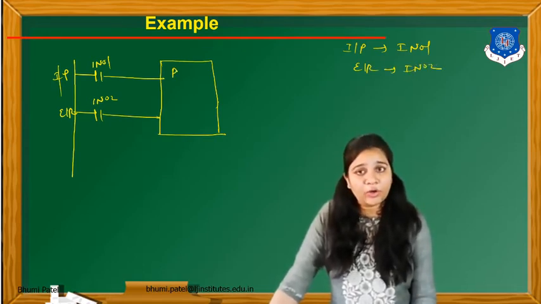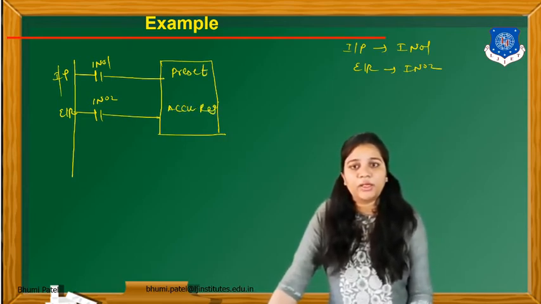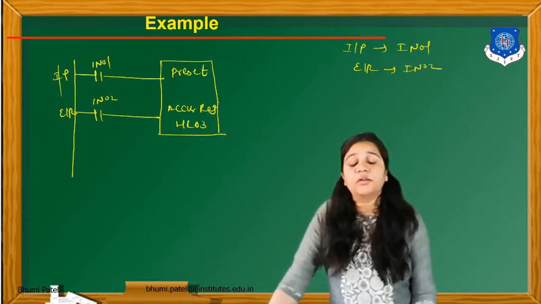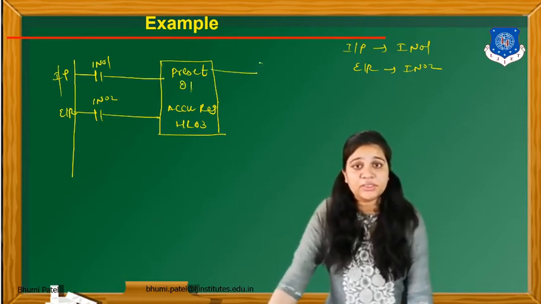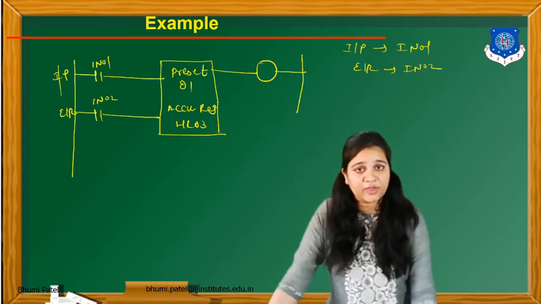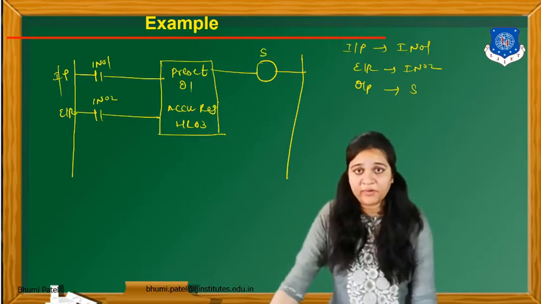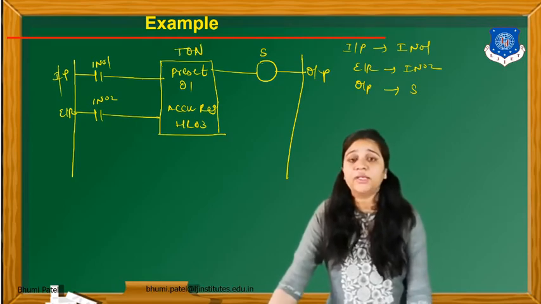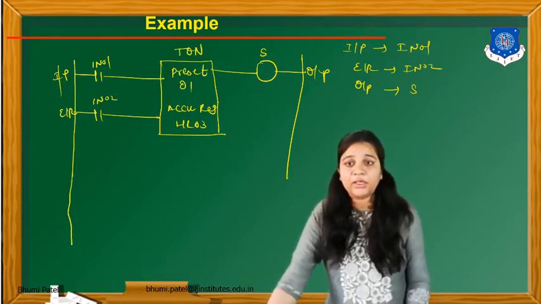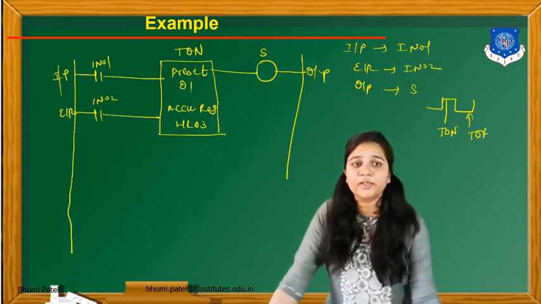Now in the block format you have to write the preset value and the accumulator register. Here the on delay timer value is 1 second, so we take the preset value as 1. This is my output. Suppose we take the output name as S because we generate a square wave. But this is the condition for the T on timer only. We also have to take the T off timer to generate the square wave. Here this is my T on and this is my T off delay.